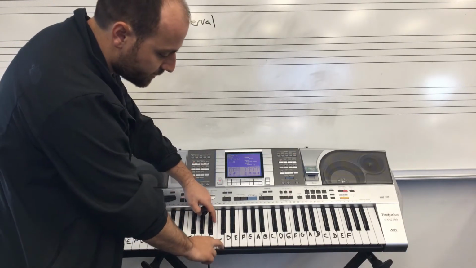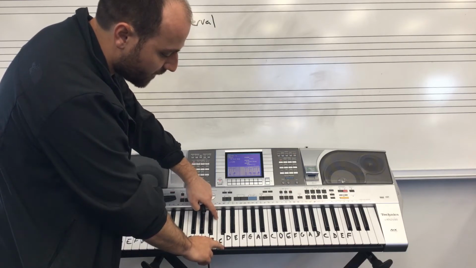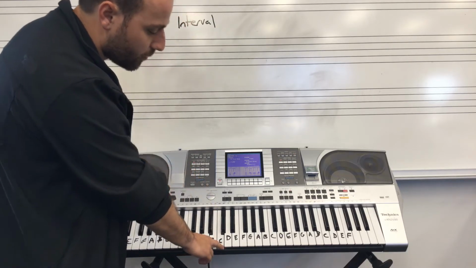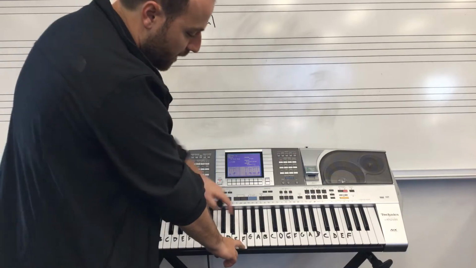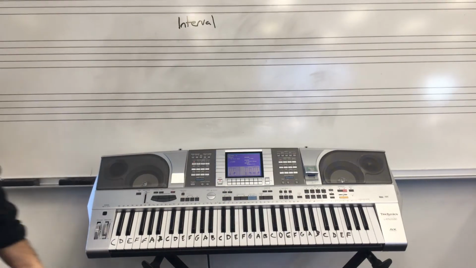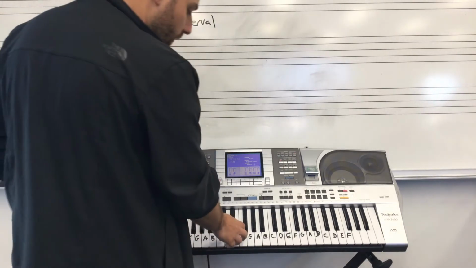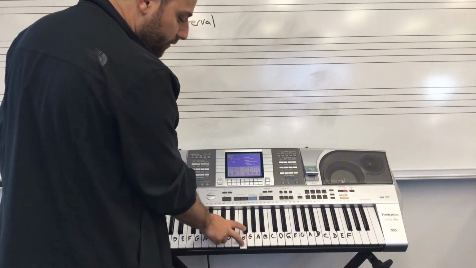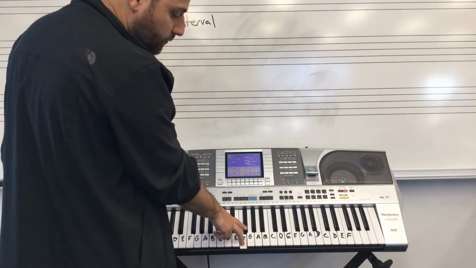You can see that B and C have no key in between them. That's a half step. Okay, our other pair of white keys that's a half step is E and F. No black key in between those two. Okay, now we can do half steps between white keys and black keys. So F to a G flat, that's a half step.